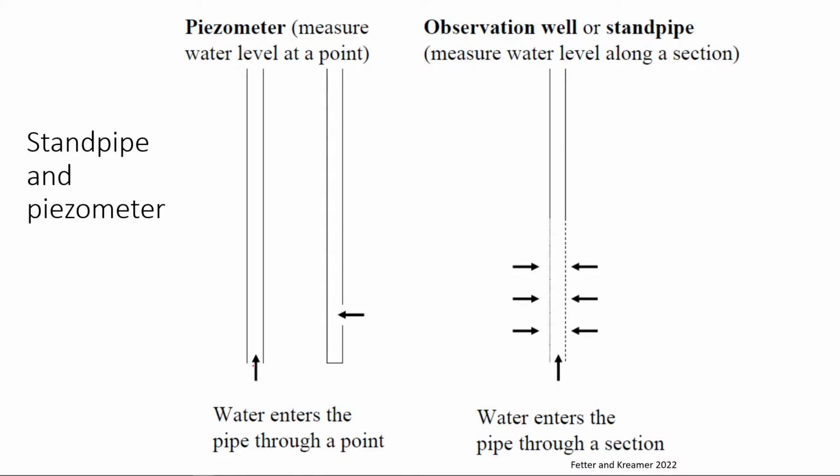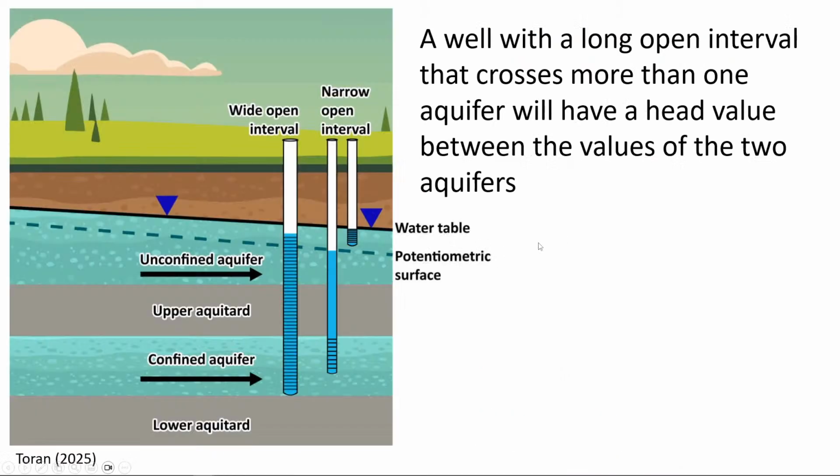It could be open from here, measuring at this point or at this point. But another thing you also have is an observation well or standpipe, which measures water level along a section. So here I'm measuring the pressure, or water level, at a point. Here I will be measuring water level at a section. That would be called an observation well or standpipe. Water enters a pipe through a section. Let me show you an example here.